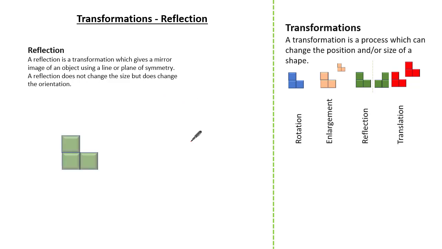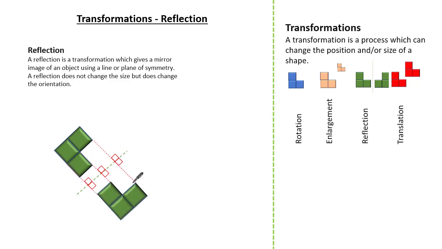It's important to note that when we reflect, the distance from the object to the mirror line is the same distance as the reflected image is to the mirror line. They are always 90 degrees or perpendicular from the mirror line. This is very important even when we were to slightly rotate our shape and put our mirror line on a slight gradient. Each vertex still remains perpendicular to our mirror line, and the distance from the object to the mirror line is always the same.